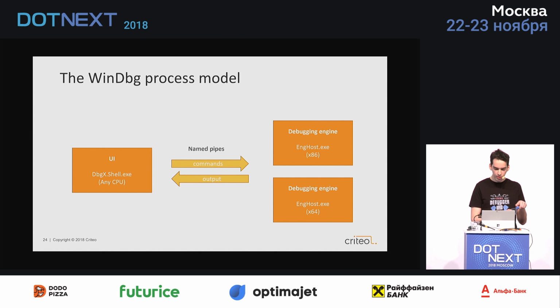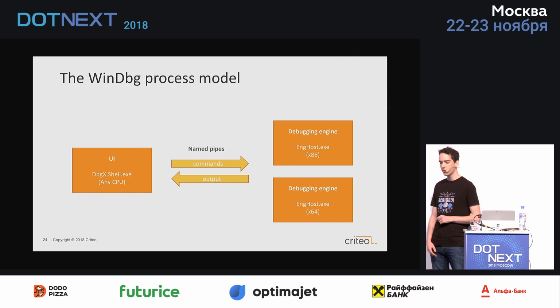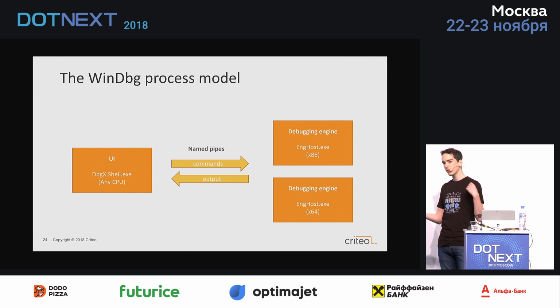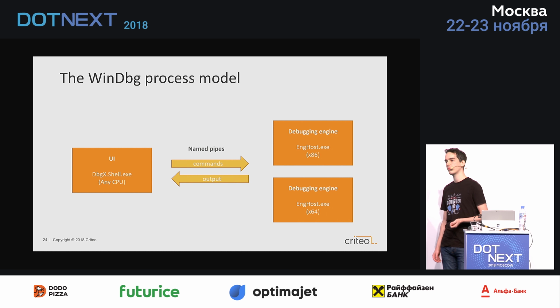Before going any further, we need to understand the process model of WinDbg. If you used the previous versions of WinDbg, you know that there is a 32-bit version and a 64-bit version available, and you need to use the right one depending on the process you want to debug. If you want to open a 64-bit memory dump, you can only use the 64-bit version. In the new WinDbg, you've got only one application, and you can debug both 32-bit and 64-bit processes. So how is that possible?